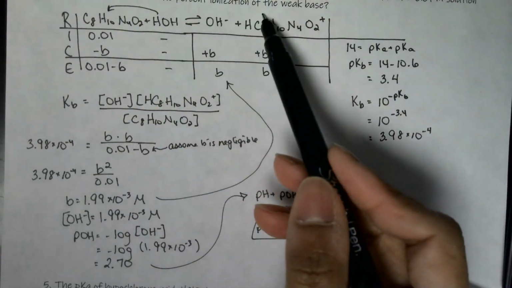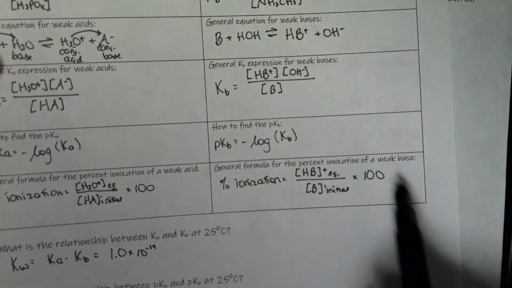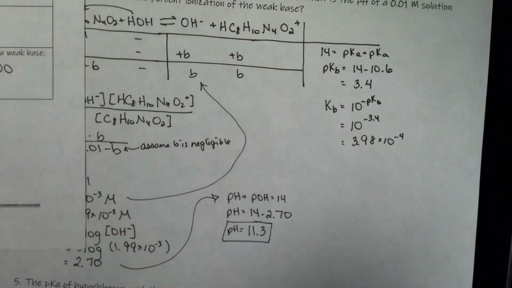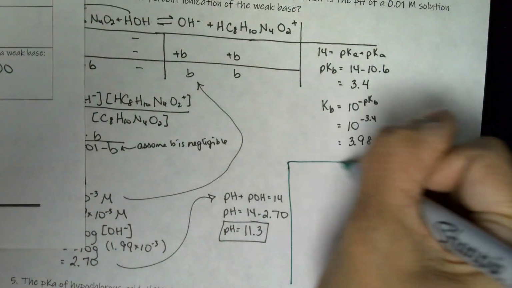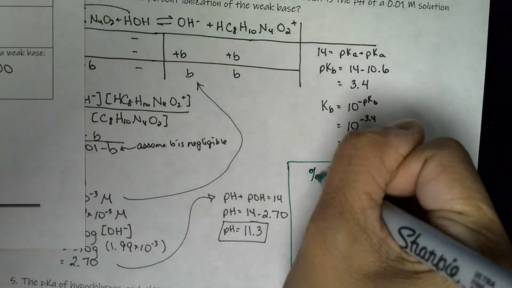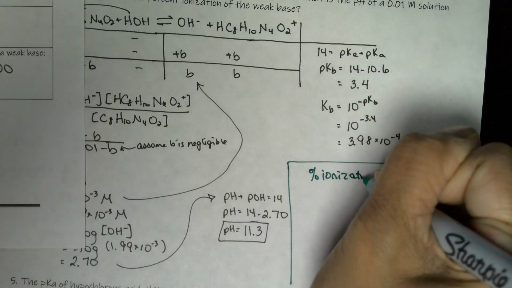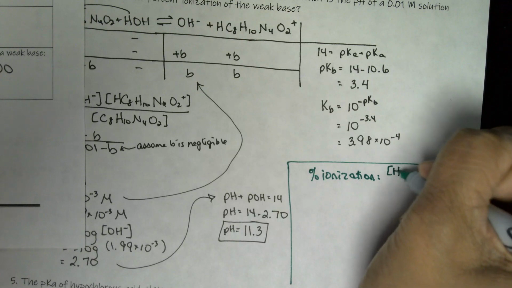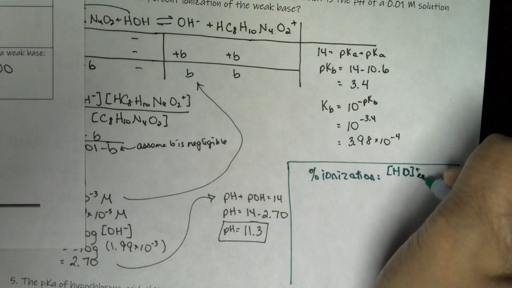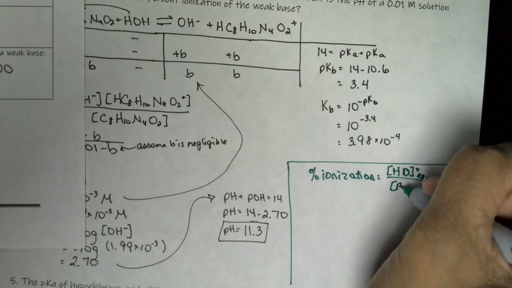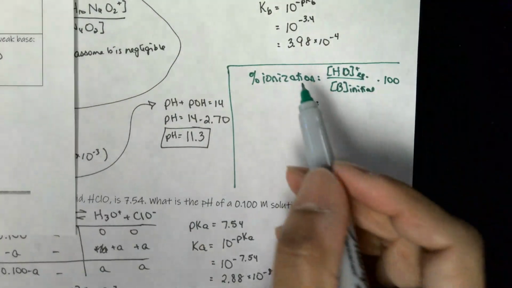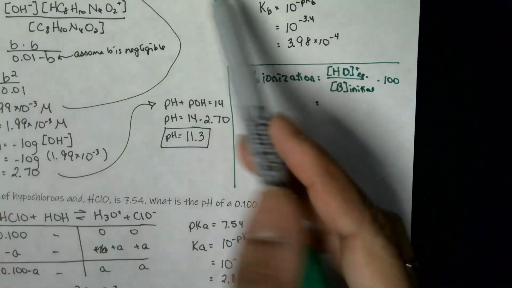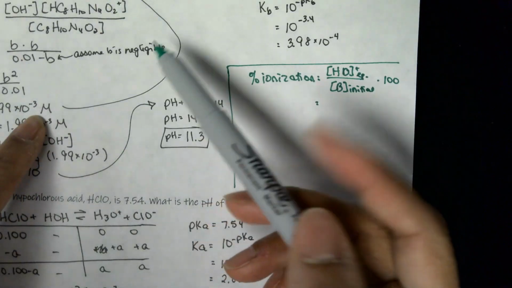For number 4, I wanted the percent ionization of the weak base. So this is my percent ionization formula right here. And maybe I'll do that in different colors, so that way I can differentiate that from here. Percent ionization is equal to the HB plus at equilibrium over the initial concentration of B times 100. And I'm just getting my values over from the table and some of the stuff that I've already found out.